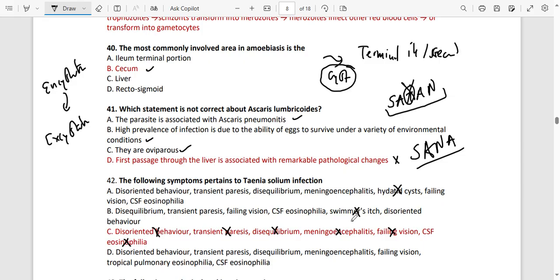And then B, what is disqualifying is swimmer's itch. Which one causes swimmer's itch? Yes, please. Schistosoma. Thank you so much. And remember, we've got a lot of those: haematobium, mansoni, and this other one. What is disqualifying it is the pulmonary and the neuro.